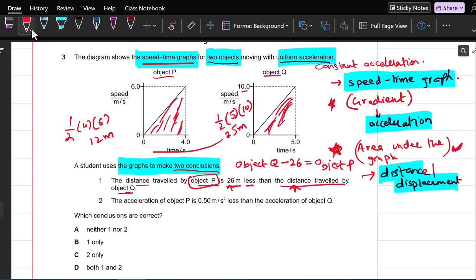So you can see the difference. It is 11 meters. Sorry, 13 meters is the difference. So it is not going to be a difference of 26 meters. So this statement is wrong.